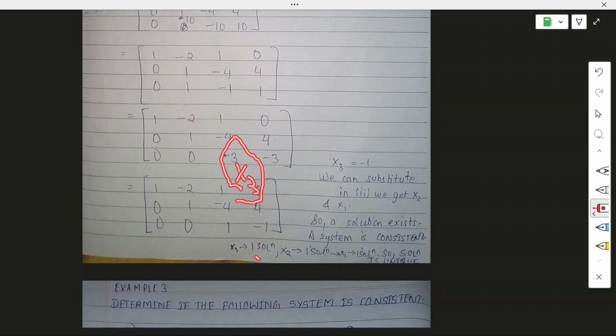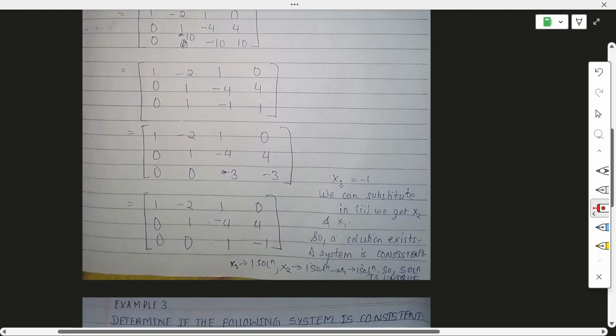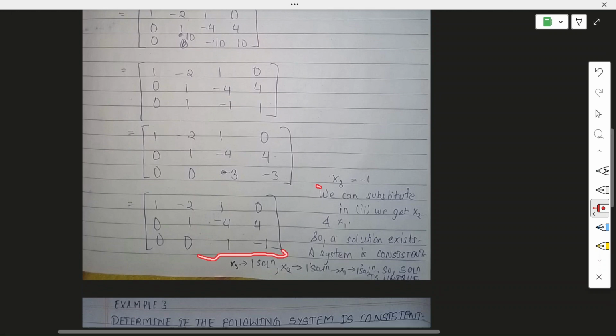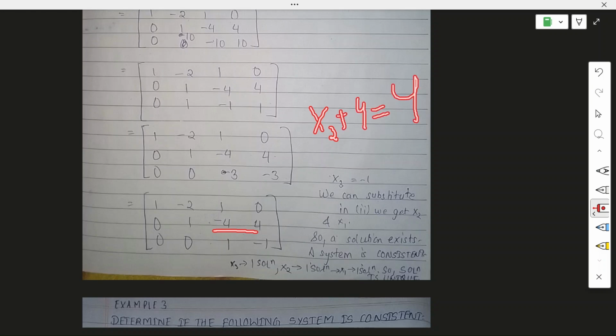So x1 equals x3 equals minus 1, and x2 equals minus 4 plus 4 equals 0. The solution is not one but infinite, as x2 must be 0. So the solution exists, but the solution is not unique, I would say.